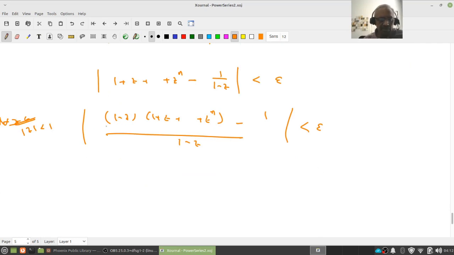Yeah, but what is this? This will give me only something like z power n plus 1 by 1 minus z, because 1 will have minus z, this will cancel, minus z power n plus 1, therefore it's a minus. This should be less than epsilon. This should be true for all z with mod z less than 1. Right? And this is a problem. Why can't I have that? This leads to a contradiction. This is not true.